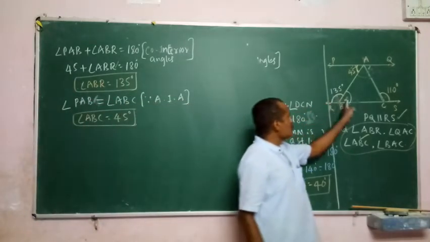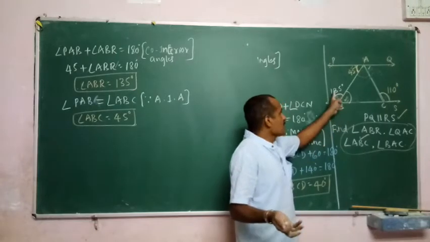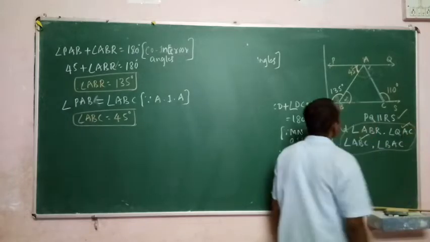If you take these two angles also, you get the same answer. The sum of these two is equal to 180. 180 minus 135 gives you 45. Okay, what do I want next? QAC I want.